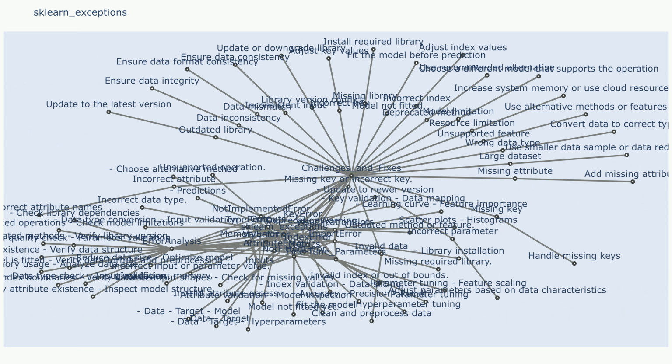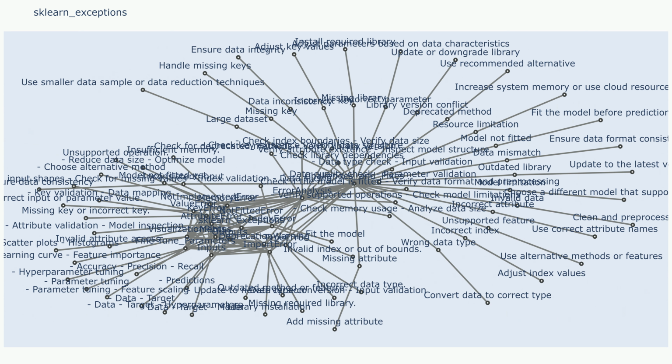Challenge 9: index error, list index out of range. Sample use case that resulted in challenge 9: trying to access an element in a list that is beyond its boundaries. Fixes to challenge 9. Double-check the index being used to access the element. Ensure the index is within the bounds of the list.